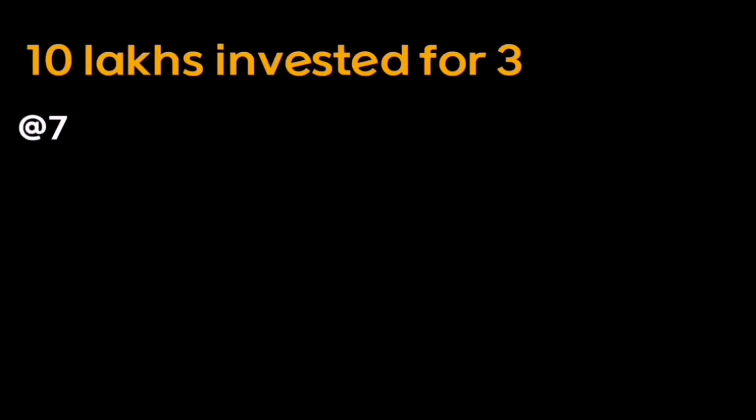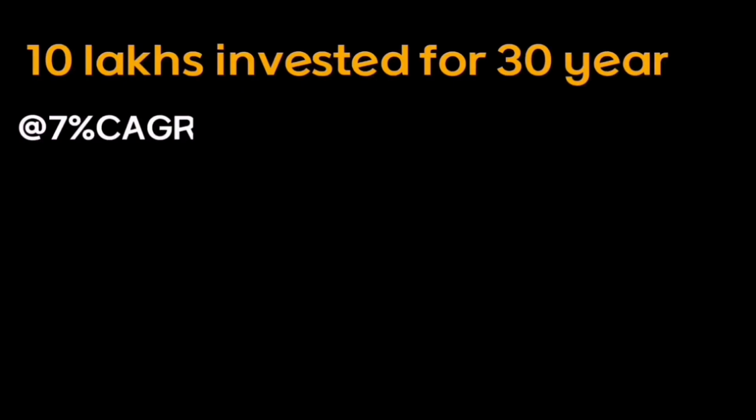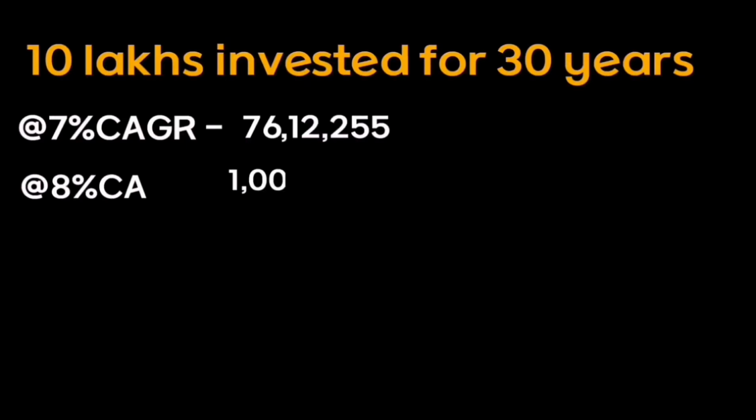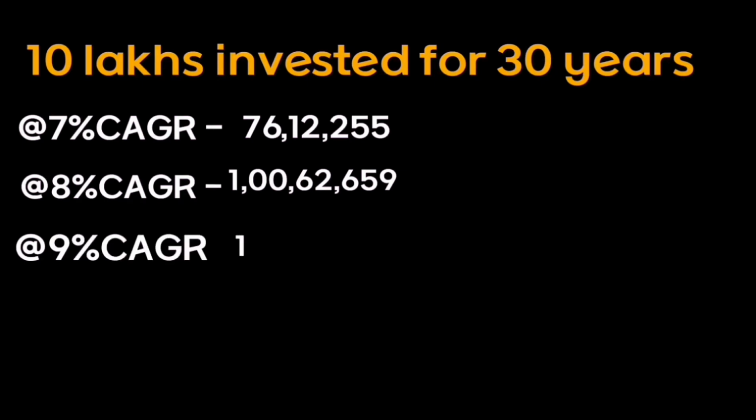First, let's see what is the impact of 1% in our investment journey. For that, let's assume 10 lakhs invested for 30 years at different investment rates. 10 lakhs invested at 7% CAGR, CAGR being nothing but the annual compounding rate, becomes 76 lakhs 12,255. At 8% CAGR, it becomes 1 crore 62 lakhs 659.